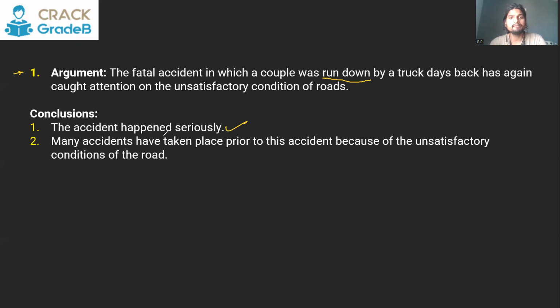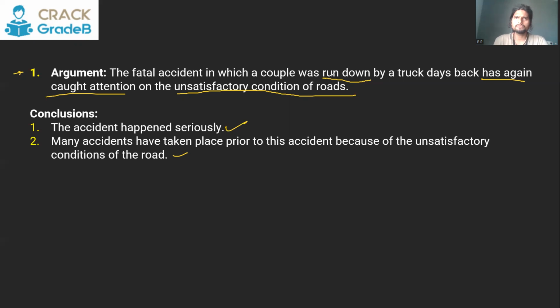Second, many accidents have taken place prior to this accident because of the unsatisfactory conditions of the road. So the unsatisfactory conditions of the road are already mentioned, and it is said "has again caught attention." That means it is a frequent phenomenon. It has been happening every now and then. So yes, this also is a conclusion that you can draw. Both the conclusions are true. This is just for your information, to show what kind of questions we are talking about.